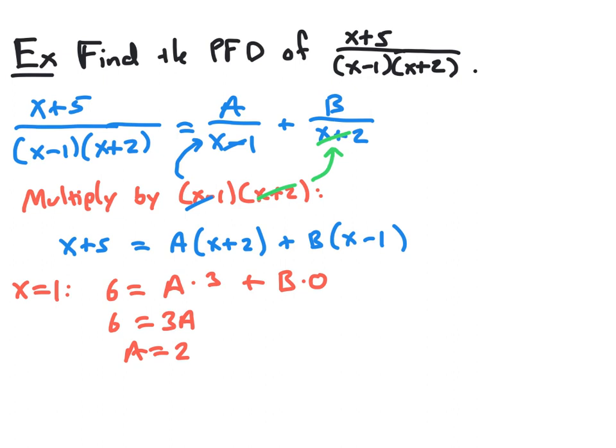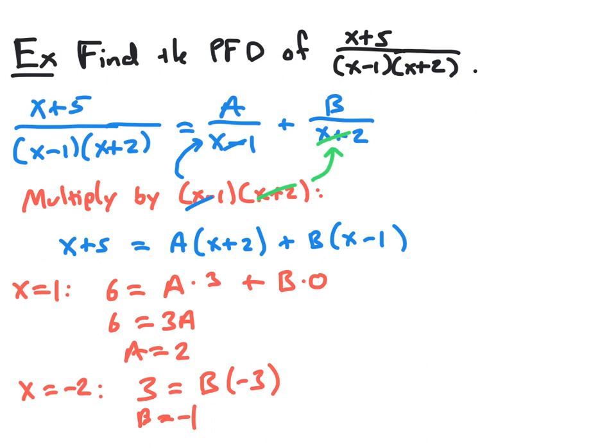Okay. Along similar lines, we could let x equal -2. And on the left-hand side, we're going to get -2 + 5, which is 3. The a term will become 0 because we're multiplying a by (-2 + 2), which is 0. And we end up getting b times (-2 - 1), which is -3. And so here we see that b will equal -1.